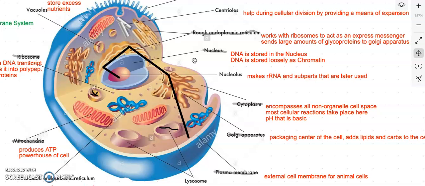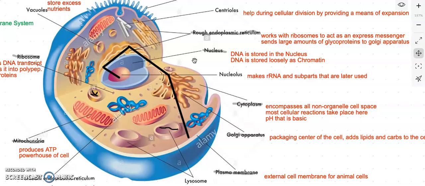Then we have our centrioles. They help during cellular division by providing a means of expansion. Basically they have fibers that expand from each of the centrioles during cell replication, and that helps the cell maintain shape and structure during replication.